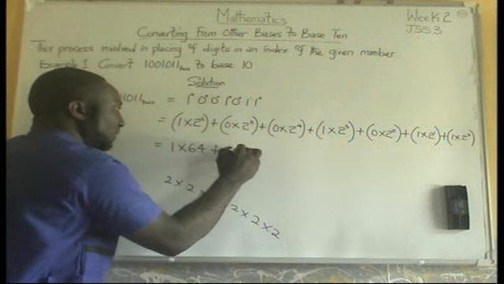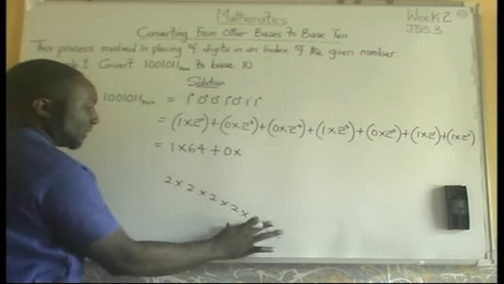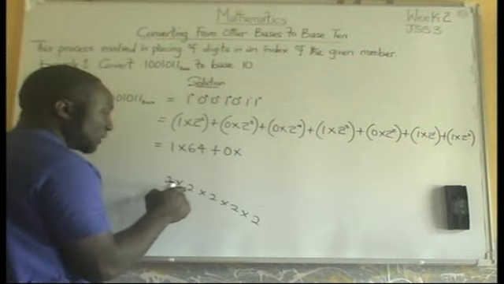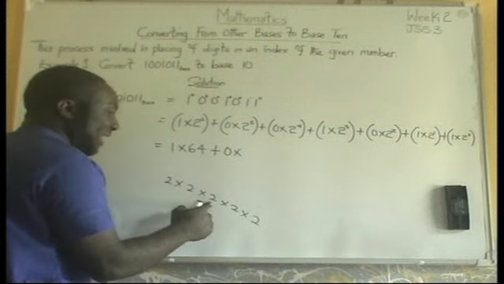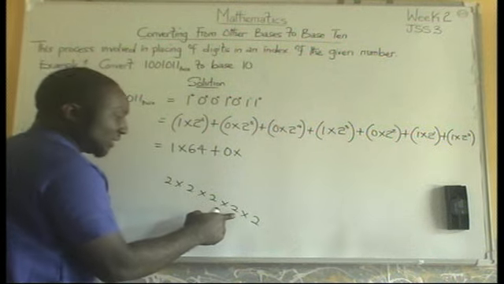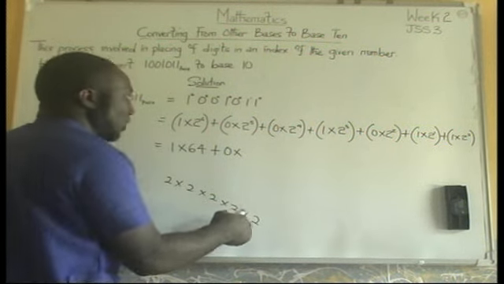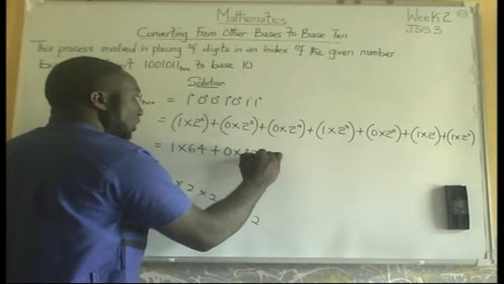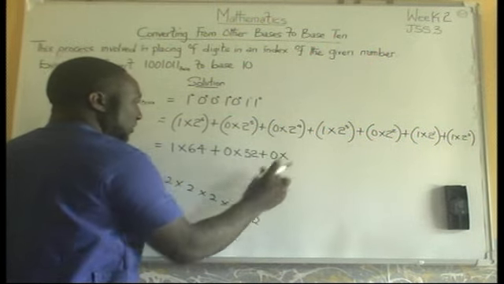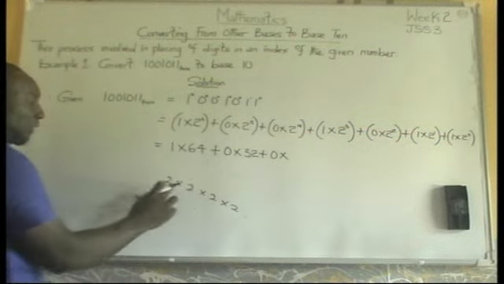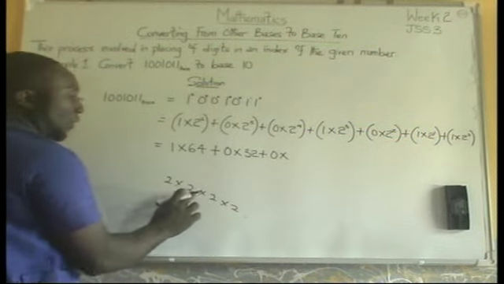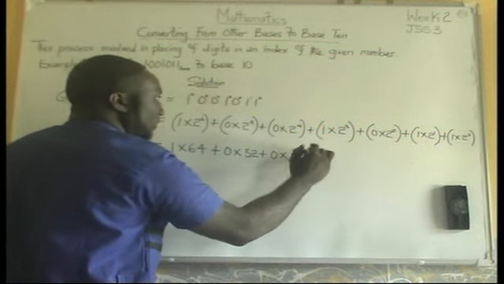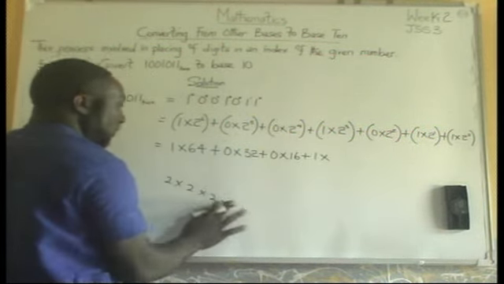Plus 0 times 2 raised to the power of 5, meaning 2 in 5 places: 1, 2, 3, 4, 5. Now 2 times 2, 4 times 2, 8 times 2, 16 times 2, 32. So therefore 2 raised to the power of 5 is 32. Let's move on. Times 2 raised to the power of 4: 1, 2, 3, 4. 2 times 2, 4 times 2, 8 times 2, 16. So here will be 16, plus 1 times 2 raised to the power of 3.